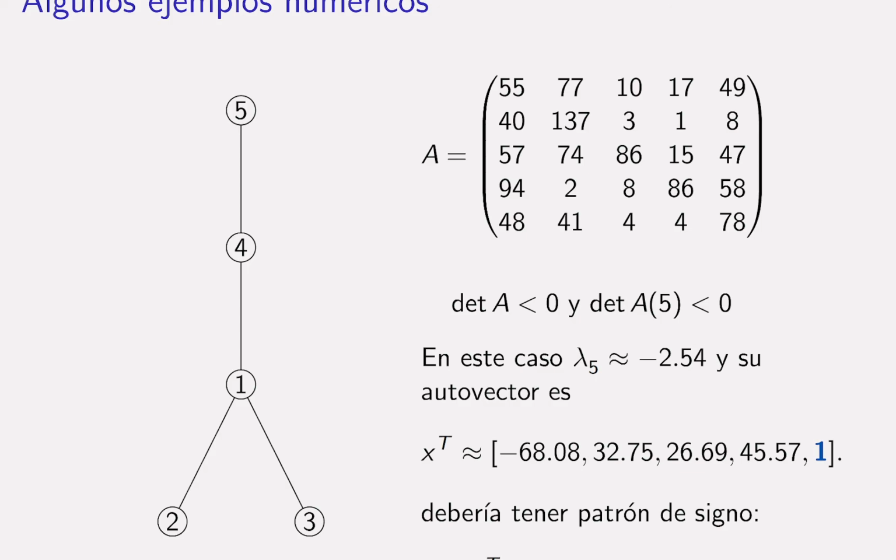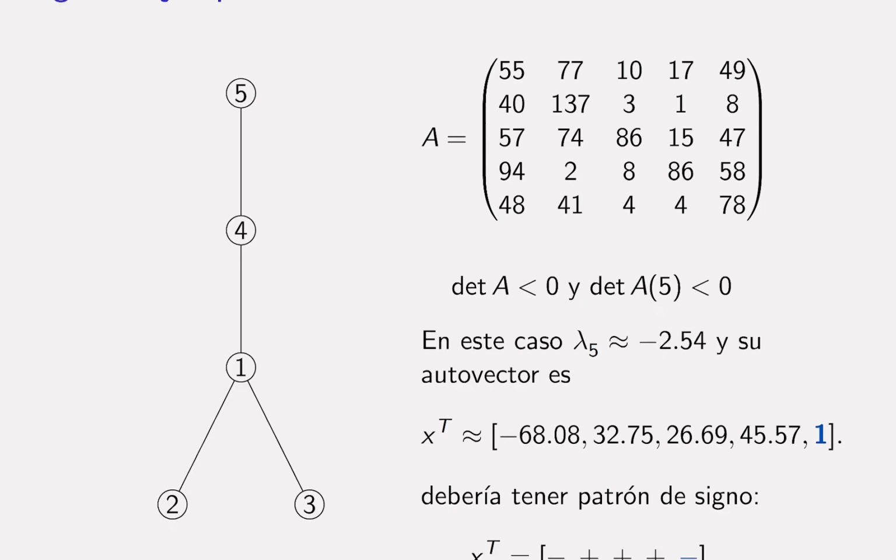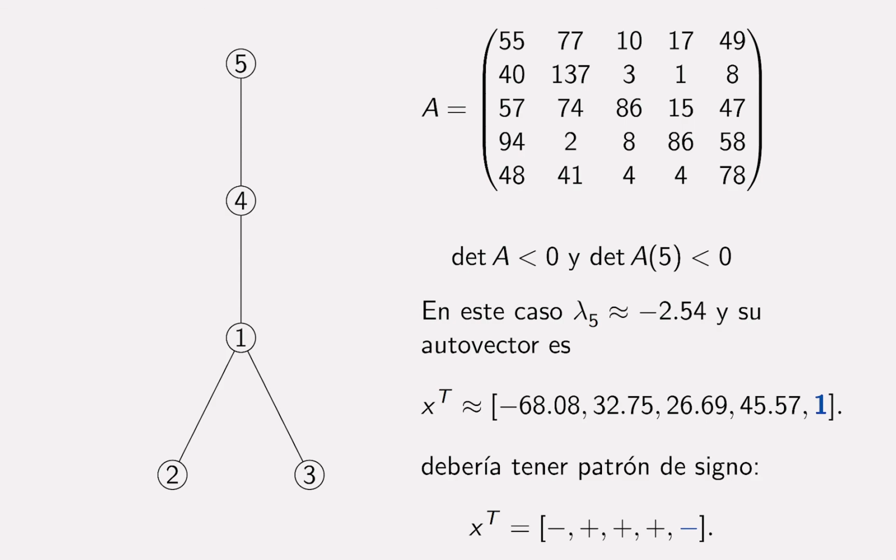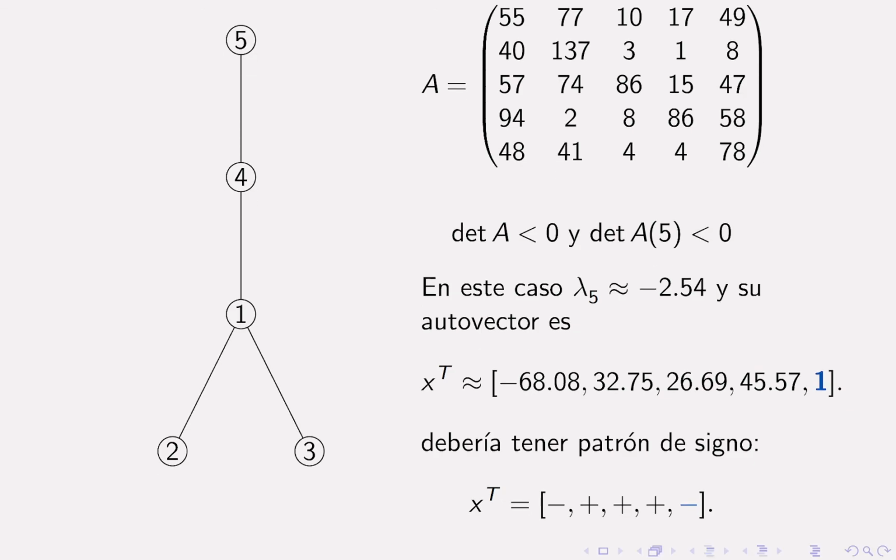For this case, this is the smallest eigenvalue, and for the eigenvector we have the 1 here, but we expect a negative value here, and we have a positive value. So you see, in some cases it doesn't work, especially if you go far away from the high degree vertex, like in this case. So we need to understand this better.